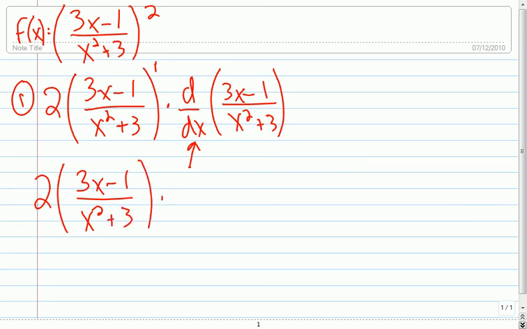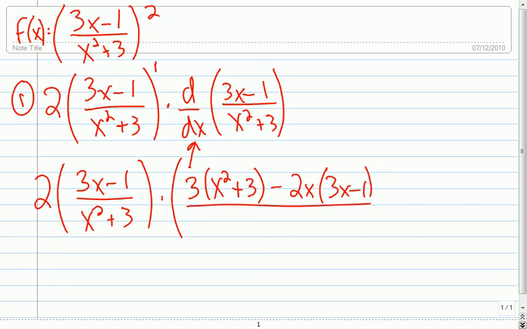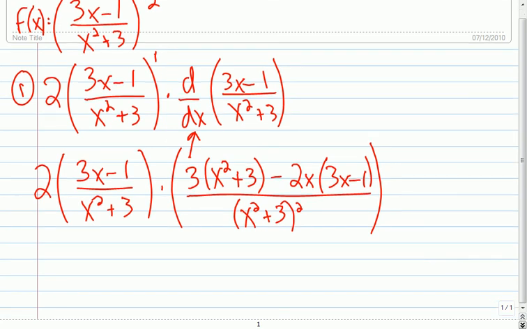And this is going to be, let's see here. So the derivative of the top times the bottom, subtract the derivative of the bottom times the top, and it's the bottom all squared. So I'll finish this one off. I'll make it look a little prettier than that.